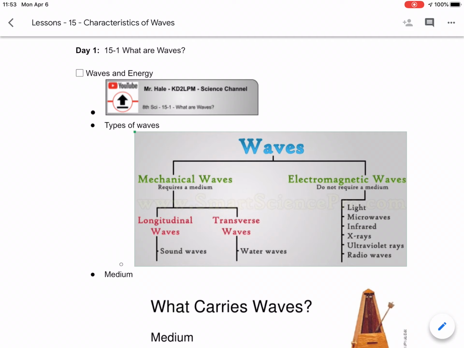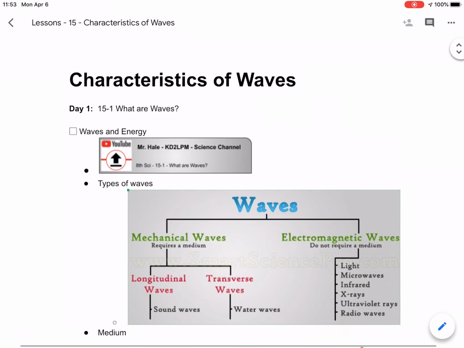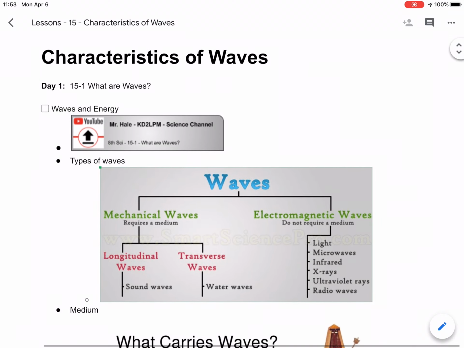Mr. Hale here. Today we're going to start talking about our next chapter. Our next chapter is called Characteristics of Waves. Today's lesson is going to be about what waves really are.